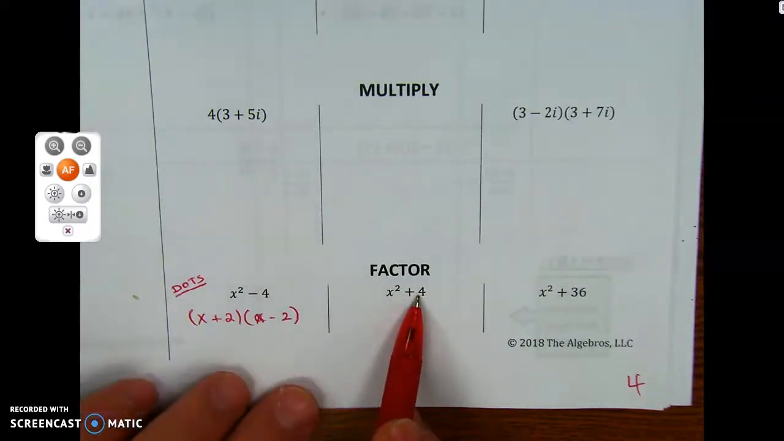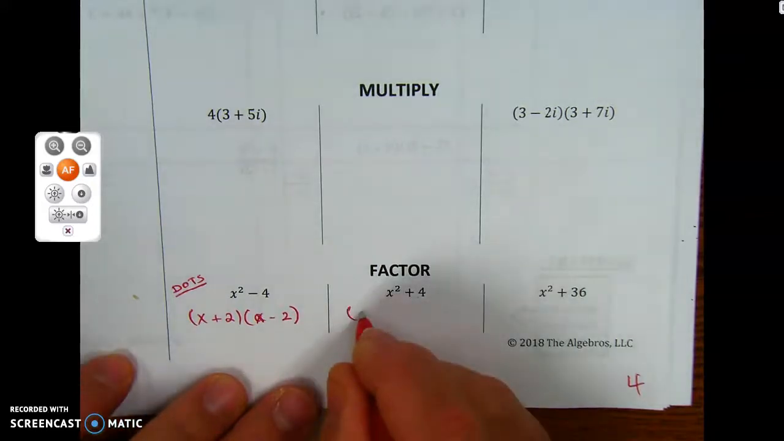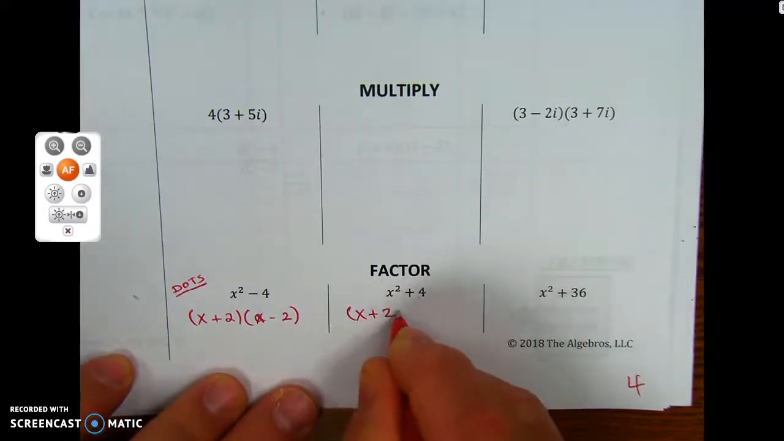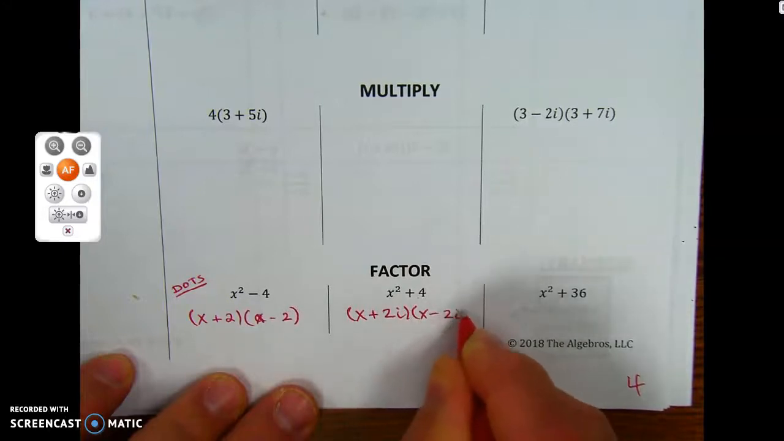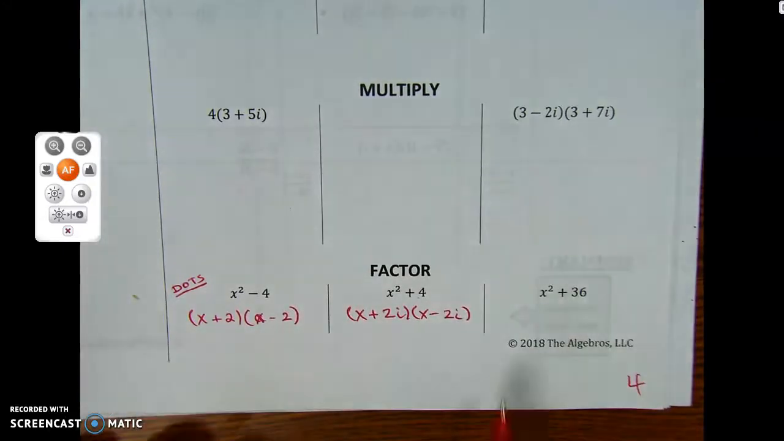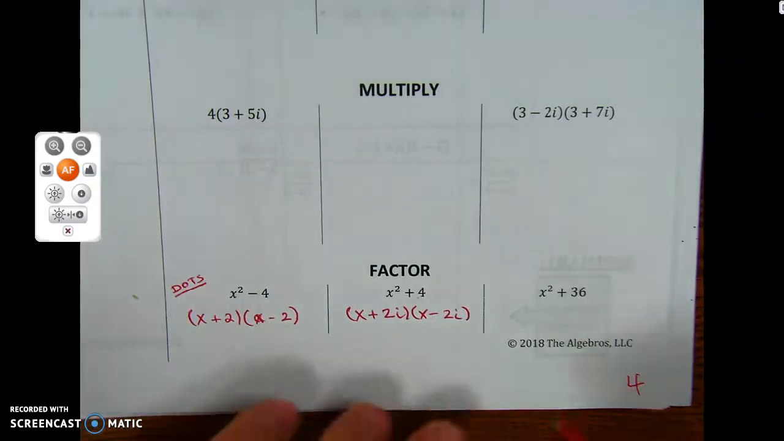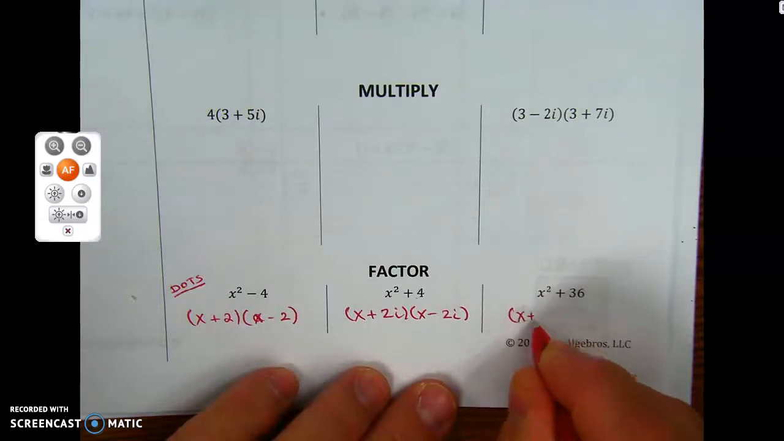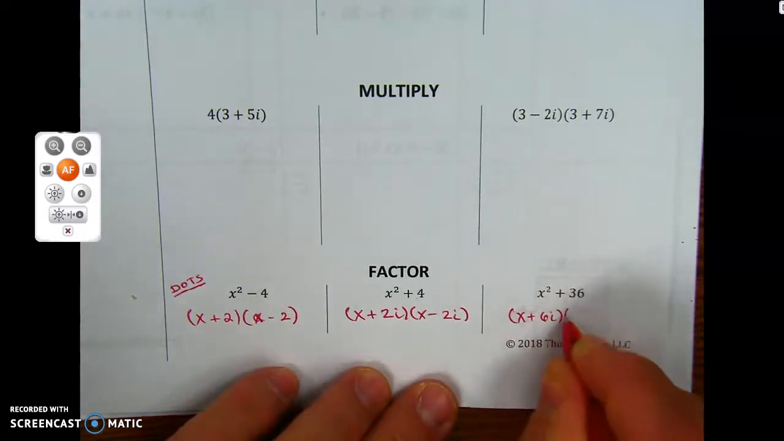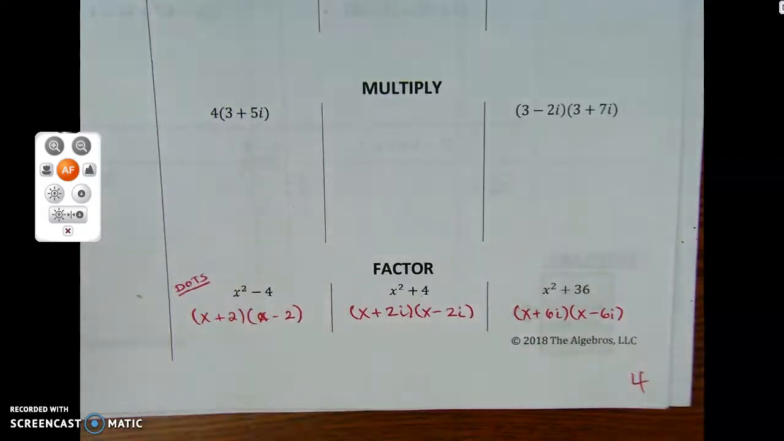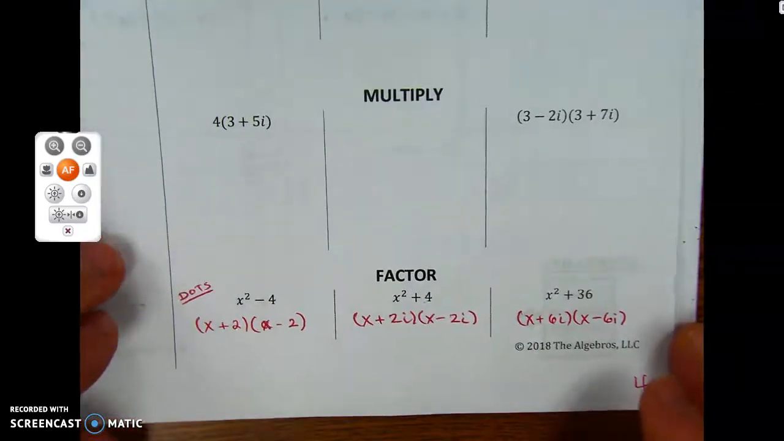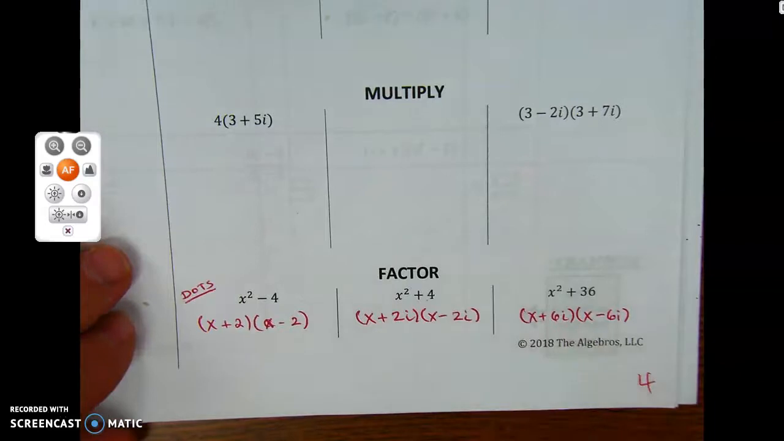You would not have learned how to factor this. This would be called prime. But the answer is x plus 2i times x minus 2i. We're going to multiply that out in class to prove to you that it equals x squared plus 4. Okay? And here's another one. x plus 6i times x minus 6i. Okay? So that should be it for the notes.